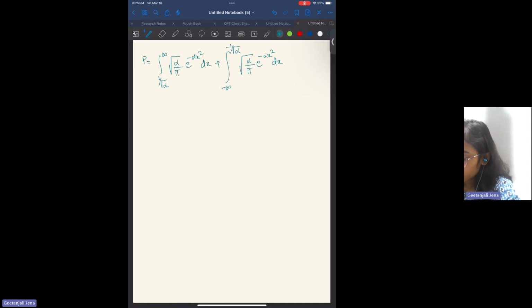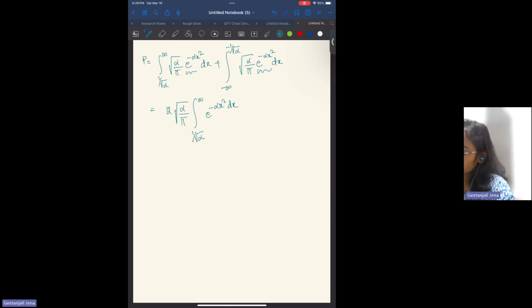And you can see this e to power minus alpha x square is an even function, right? So that means these two limits would give the same value. So now we can reduce the expression. It will be 2 times root over pi by alpha, integral from 1 to infinity of e to power minus alpha x square dx.